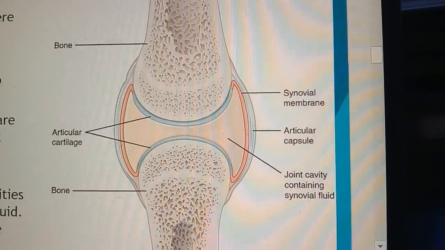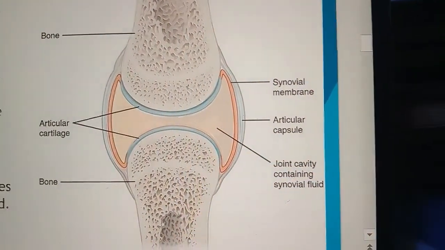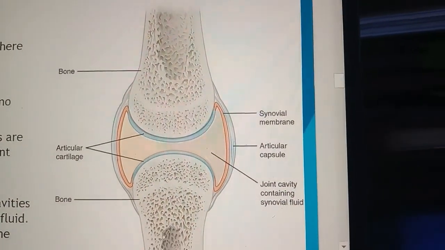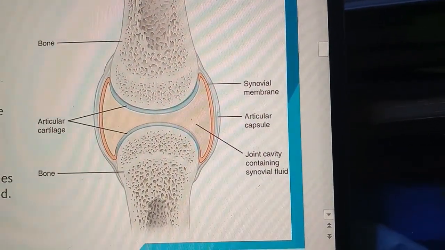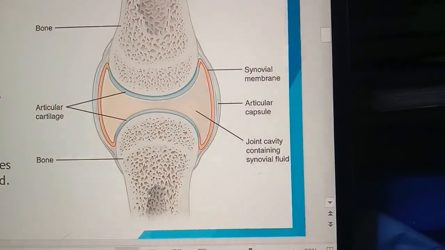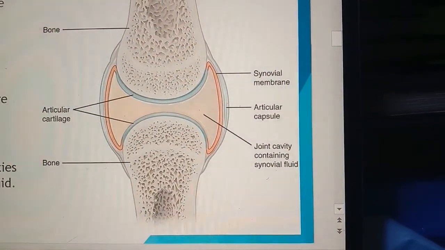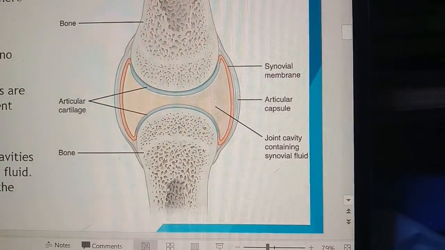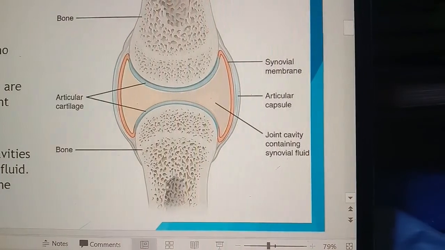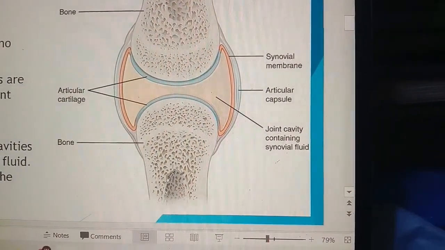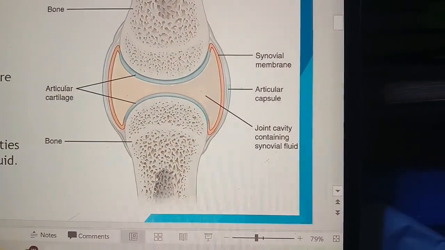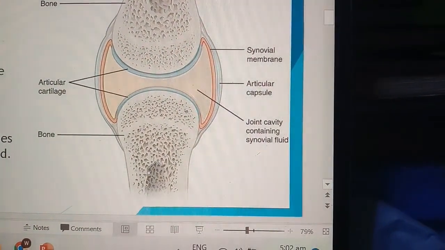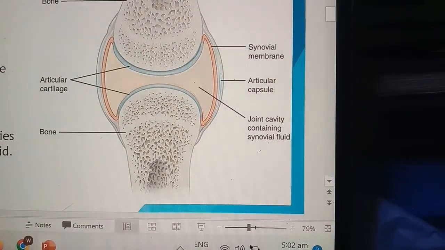So, we have the fibrous. These are immovable, connecting bones with no movement. There's no movement for the fibrous. Examples are the skull and the pelvis. You have the cartilaginous. These are slightly movable bones, attached by cartilage, with a little movement, like for example the spine and ribs.